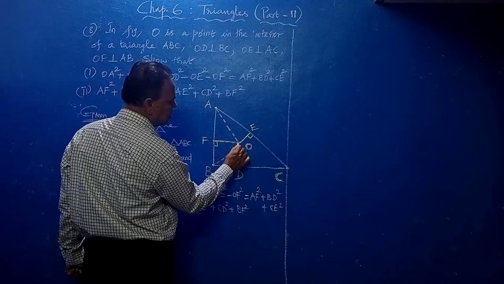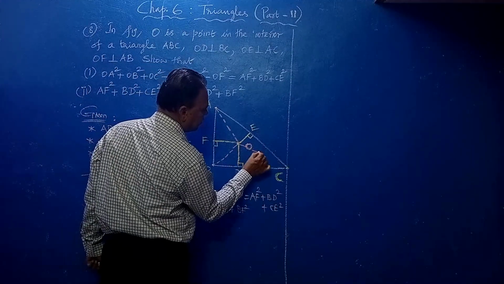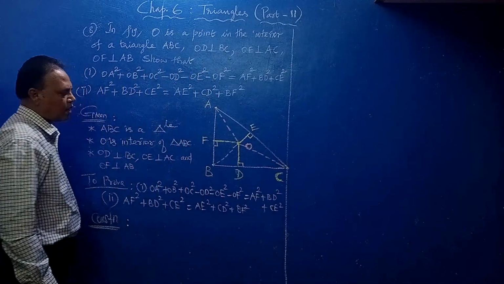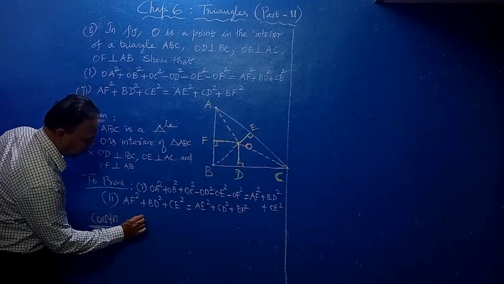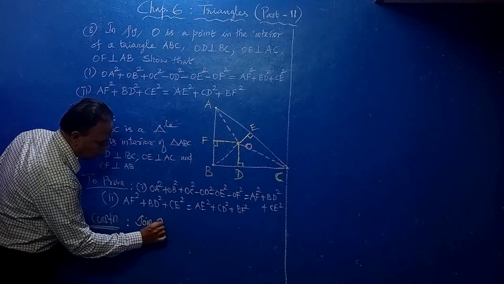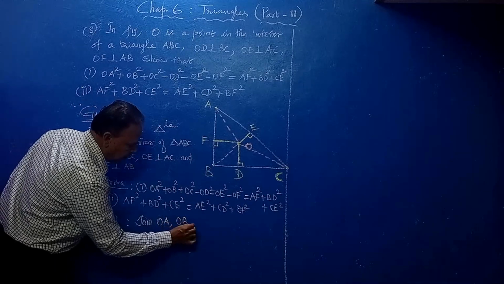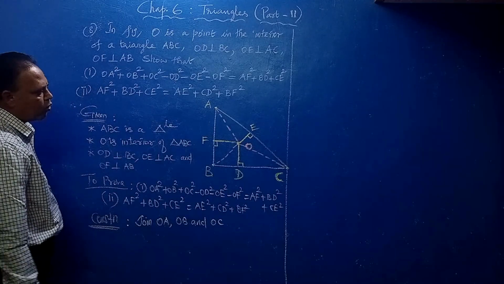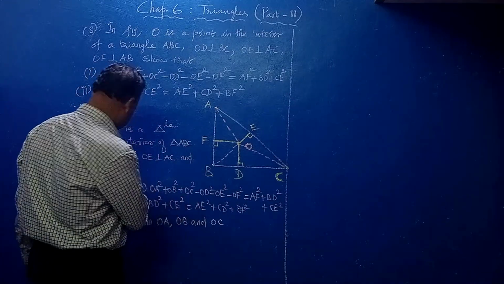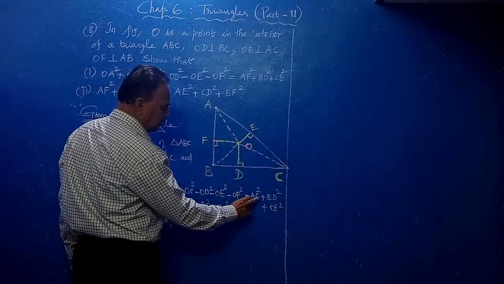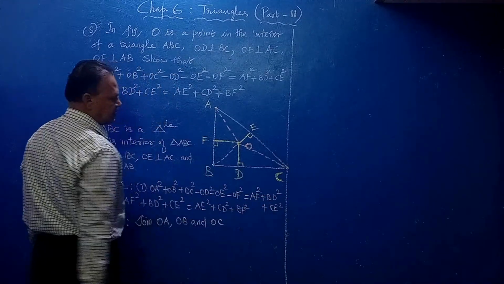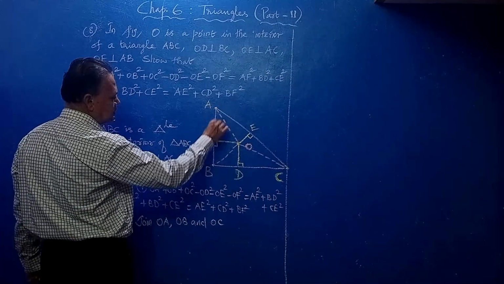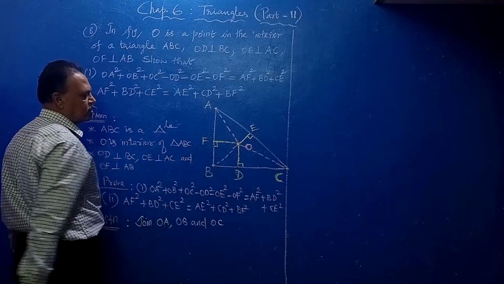Now join OC. So you have to write construction, join OA, OB and OC. Now you take the first group. What you have to prove? On the left hand side you see AF squared is there. So AF squared is involved in this triangle.